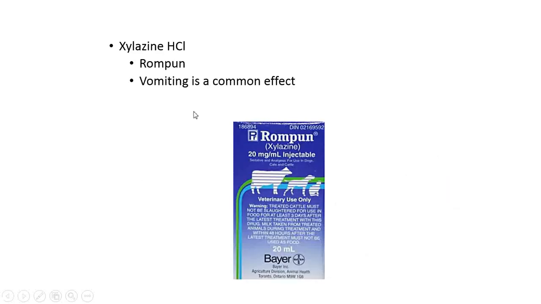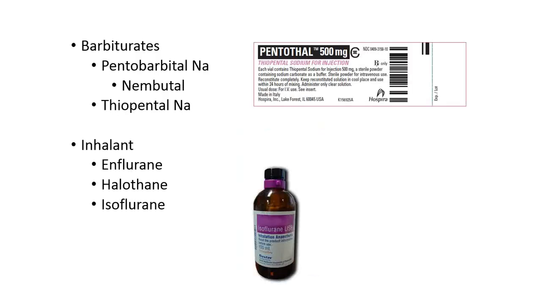Xylazine, Rompun, an old drug, but it's been around a long time. Used to sedate cattle, horses, for neutering, things like that, using cats and dogs. It does cause vomiting commonly in dogs and cats. So, barbiturates, again, not used very often. These are general anesthetic types. Inhalant anesthetics, these drugs used to induce general anesthesia.